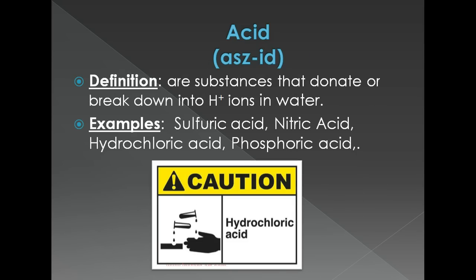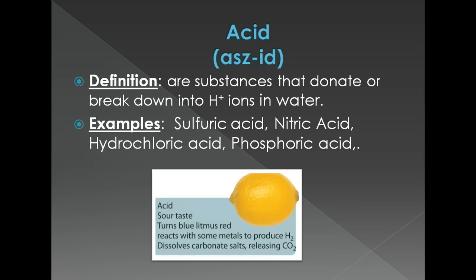Acids. They're substances that donate or break down into hydrogen ions in water. So sulfuric acid, nitric acid, hydrochloric acid, phosphoric acid, anything that ends in acid is typically an acid, and these donate hydrogen ions in water. And they're very corrosive. If you get them on your hands, and if they're strong enough, they will eat through your hands and anything that they land on. So be very careful. Acids have a sour taste.